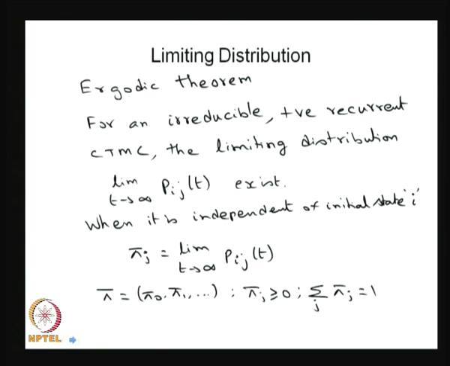If it is independent of the initial state, it means whatever seed you use when doing discrete event simulation for an ergodic dynamical system, the initial condition seed does not matter to get the limiting distribution. Later we are going to give a few examples of how to find the limiting distribution.